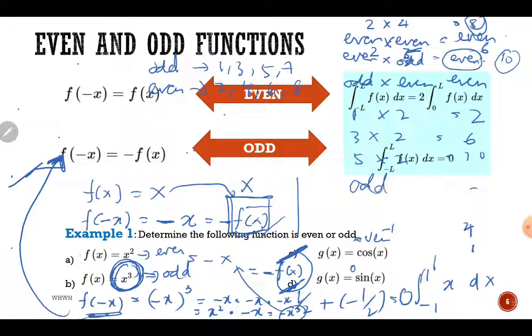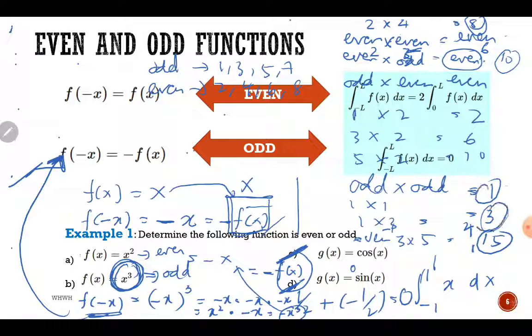Odd darab dengan odd akan dapat apa? Cuba test lah. 1 darab dengan 1 akan dapat 1. 1 darab dengan 3 dapat 3. Even ke odd ni? Ataupun 3 darab dengan 5 dapat 15. So even ke odd semua ni, this is all odd numbers. Betul tak? Okay, this is all odd numbers.